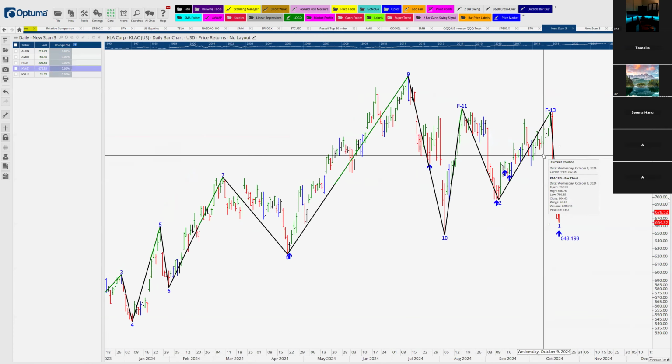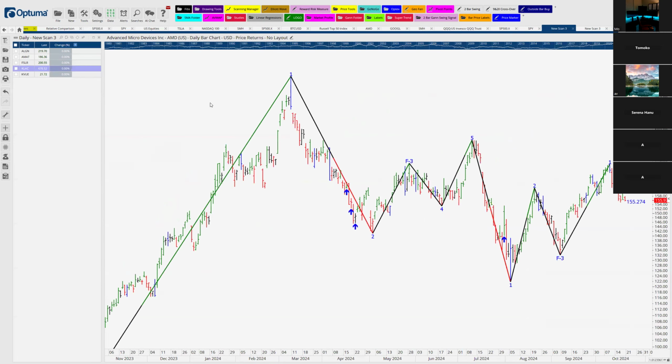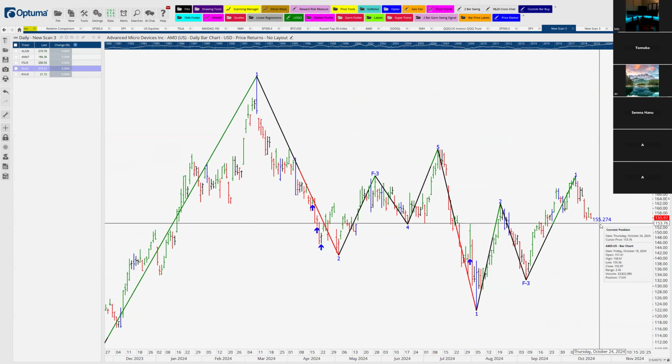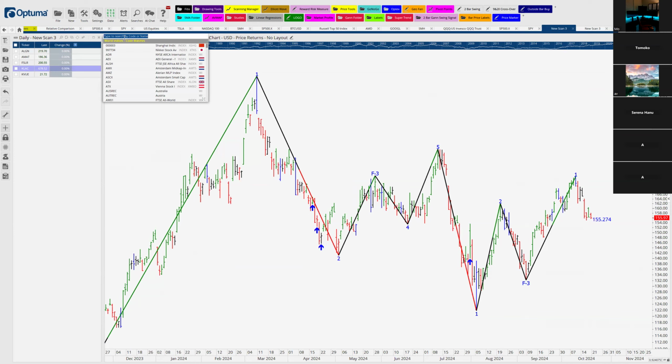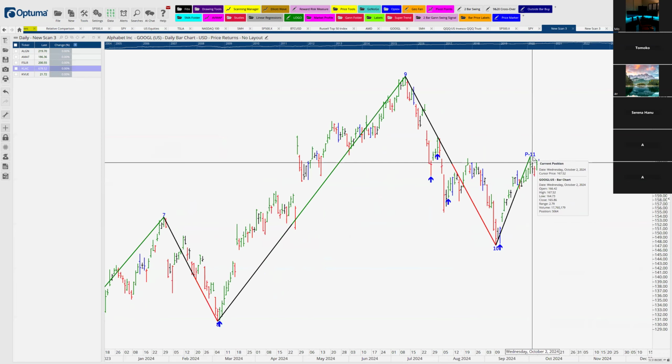You see? Failed swing here. Look at this. AMD was okay. AMD is trying to settle down in a second swing now. What was the other one I was watching? A couple. Look at Google. Google is an 11th swing right now on a daily swing. 11. Just keep that in your head.